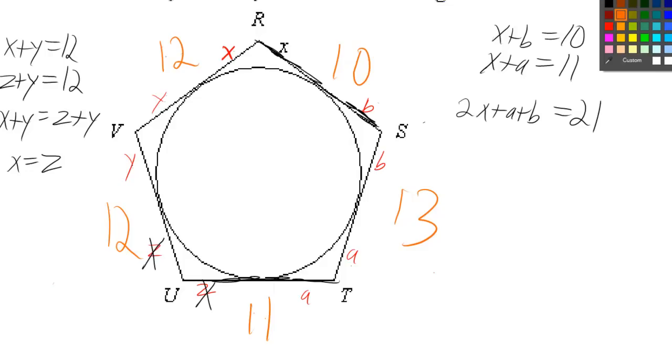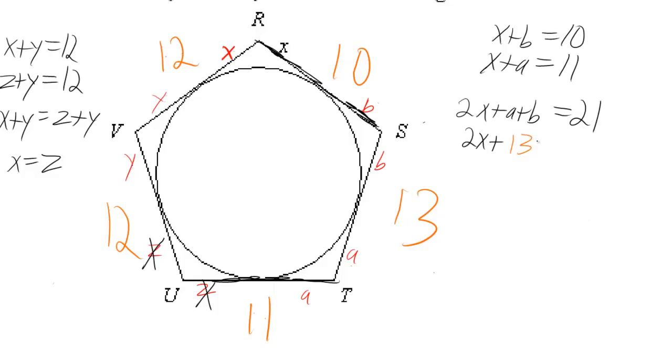do is use the fact that you know that a plus b is equal to 13. So I'll put a 13 where I see that a plus b. And then 2x plus 13 is equal to 21. So I use the fact that a plus b was equal to 13. And then that gives me 2x is equal to 8 if I subtract the 13 from both sides, and then x is equal to 4.